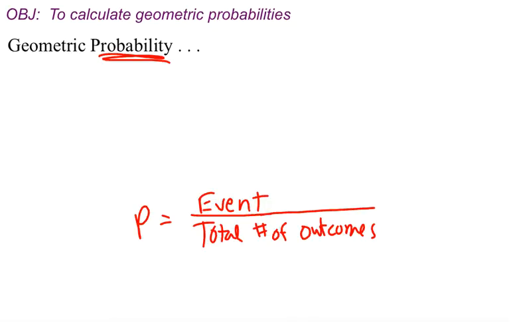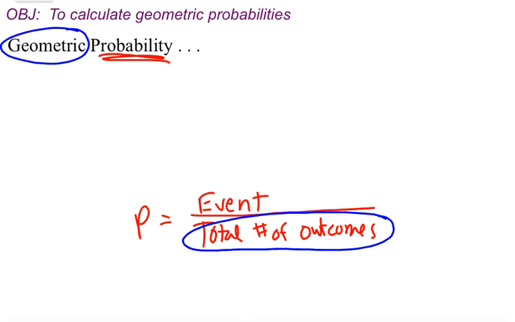So good news is that geometry, once again, is coming to the rescue to help me figure out probability when I don't know the total number of outcomes. And in fact, there is no way to figure it out because we have an uncountable number of outcomes. Okay, an infinite number of outcomes. That's the first part of geometric probability. The second part is how do I calculate it? And I'm going to use geometric measures.